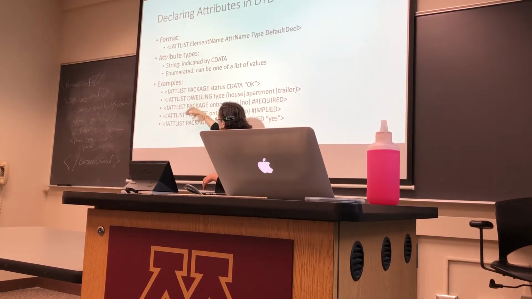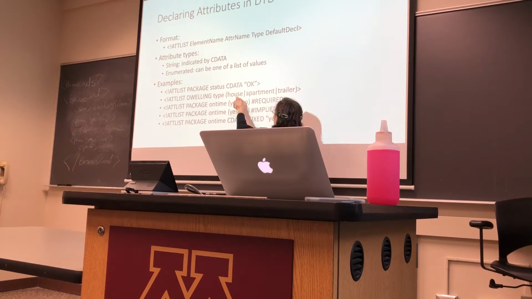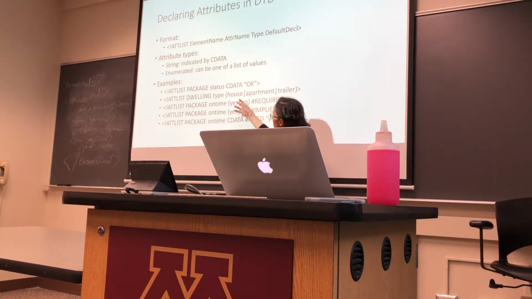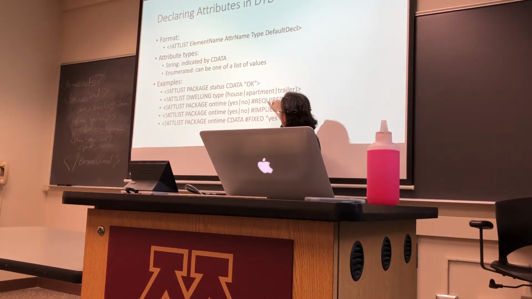Then for example, for the dwelling, I have an element. It has an attribute named type, and my type can have only one of these three. So if I have an element dwelling which has the type, say, building, it's going to give me an error. I'm not following the rule here, so I'm violating a rule if I give an attribute a value outside of these values.